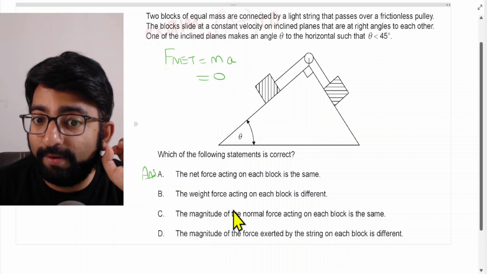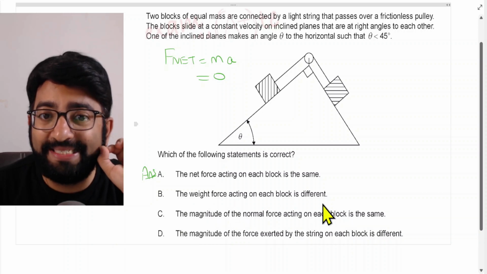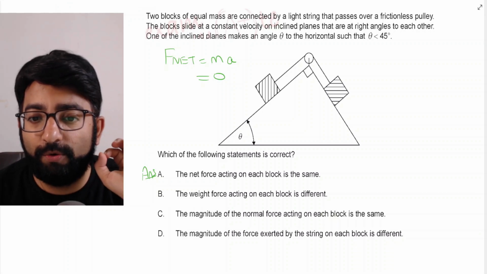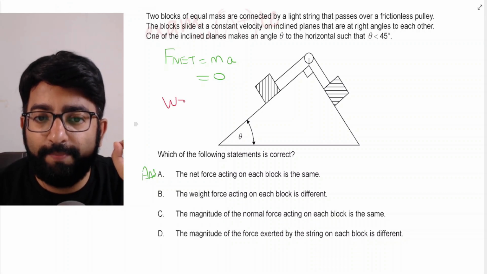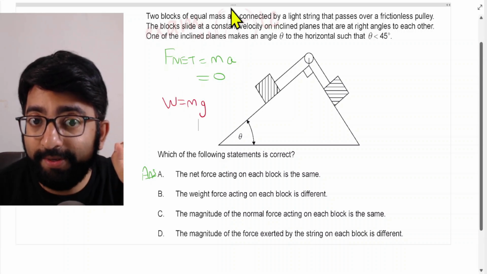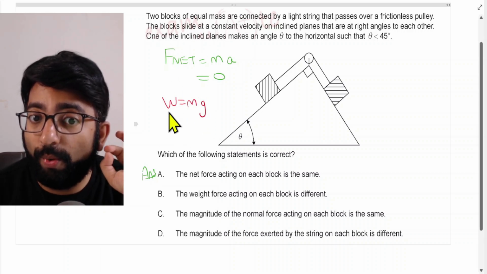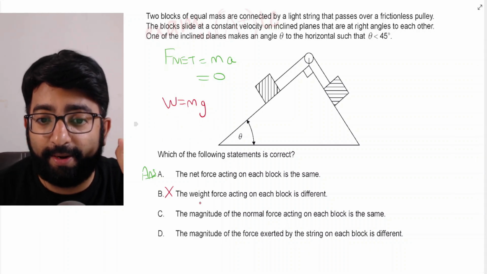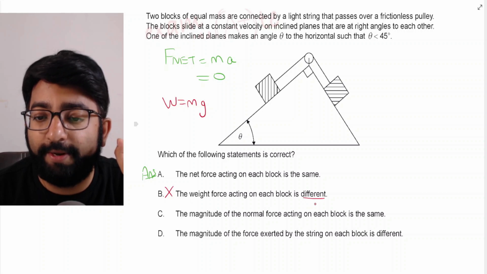Option B, the weight force acting on each block is different. So we know the formula for weight: W is equal to m into g. Let me write that down. W is equal to m into g. Now it is given that the blocks have equal masses, which means the weights will also be the same. That means option B is incorrect. The weights are actually the same, not different.